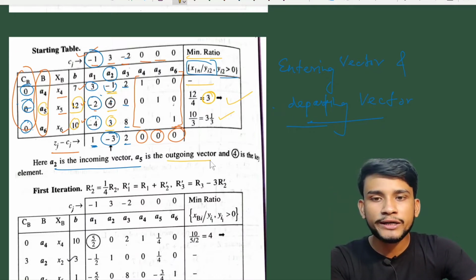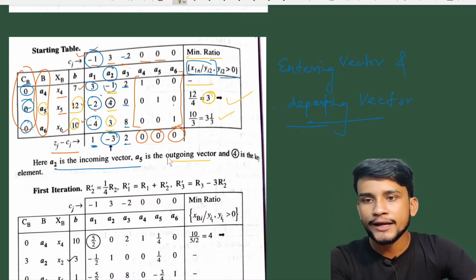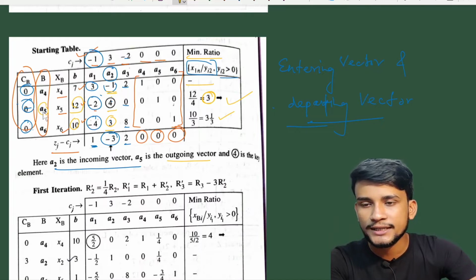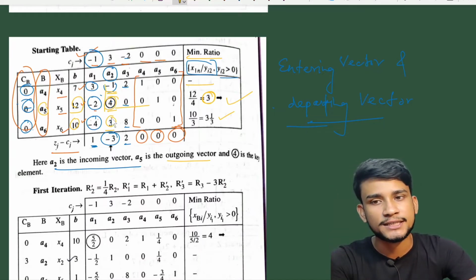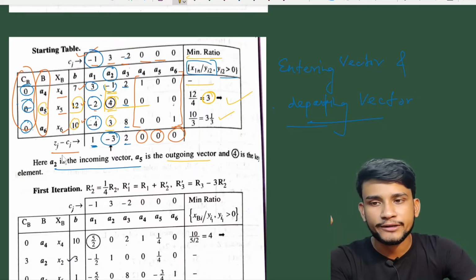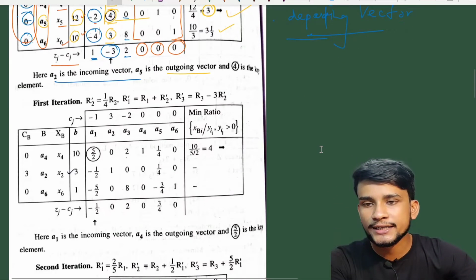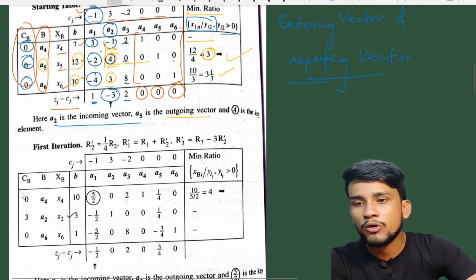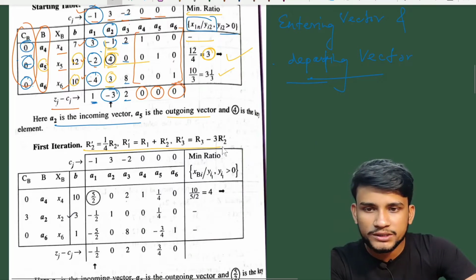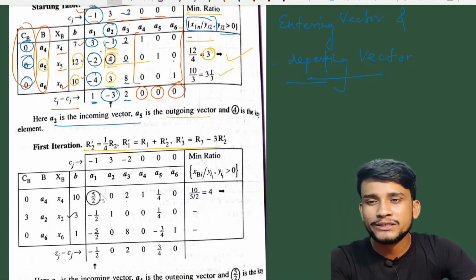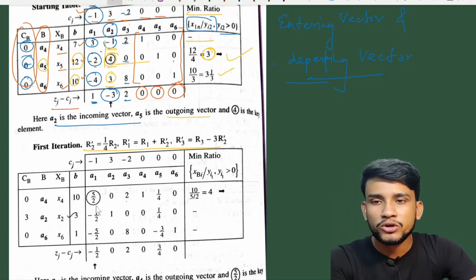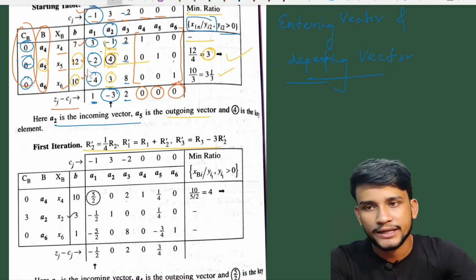So the outgoing vector is a5, and this 4, where this row and this column intersect, is called the key element. We already discussed this. Okay, so this is the key element. Now we go to the next table. This is the elementary row operation, you can say, but we avoid the row operation and just take the calculation. We already said how the calculation is made here.